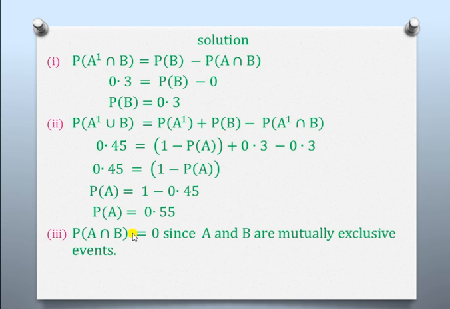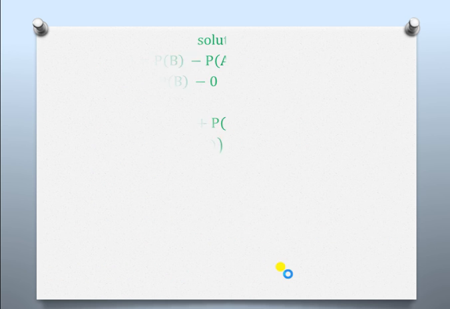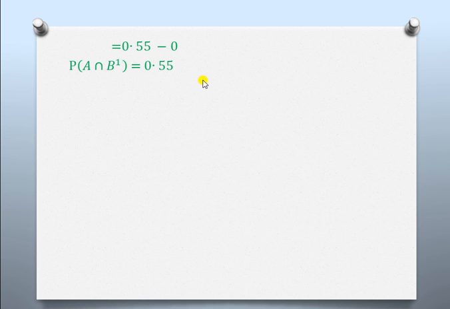Roman 3, they wanted the probability of A intersection B. Here we are confidently concluding that it is 0, and we are giving a reason. Why? Because they are mutually exclusive events. As simple as that. So let's look at Roman 4. From set theory, this is again the probability of A minus the probability of A intersection B, but this is already 0. So should you substitute your values, you realize that we have 0.55 minus 0, and that finally gives you 0.55.